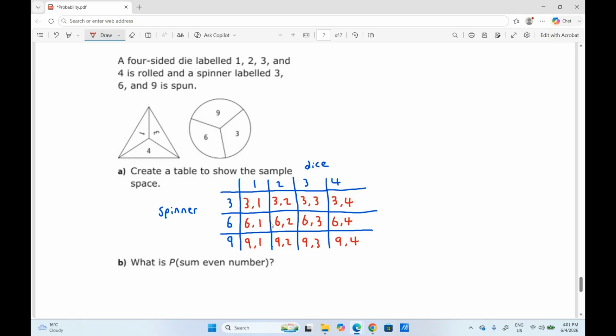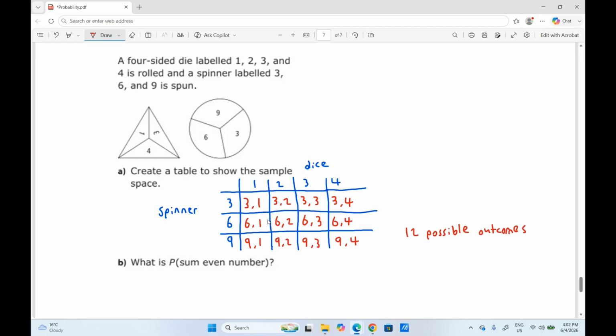So notice my total possible outcomes here from this table. I have 1, 2, 3, 4, 5, 6, 7, 8, 9, 10, 11, 12 total possible outcomes. So I'm going to write 12 possible outcomes. Now, if you're just looking for possible outcomes, you don't always have to do the table.